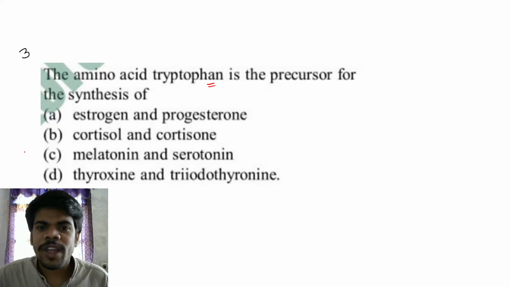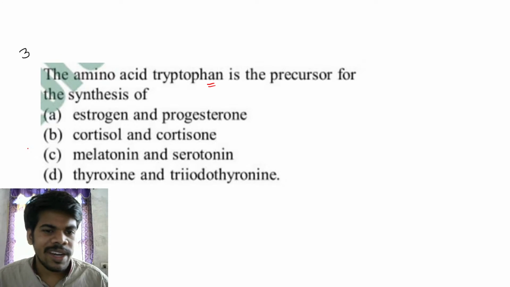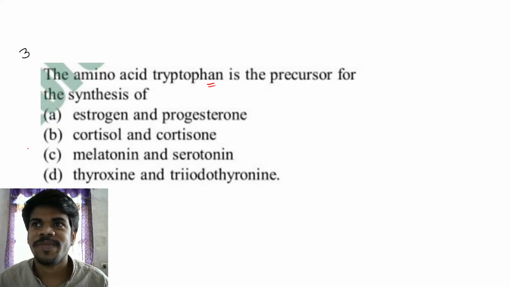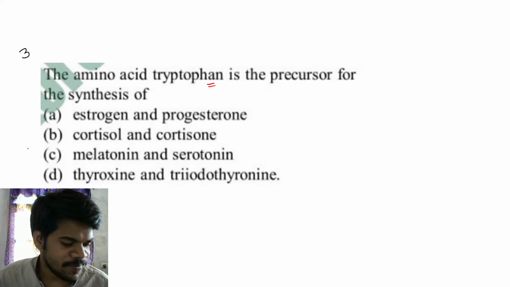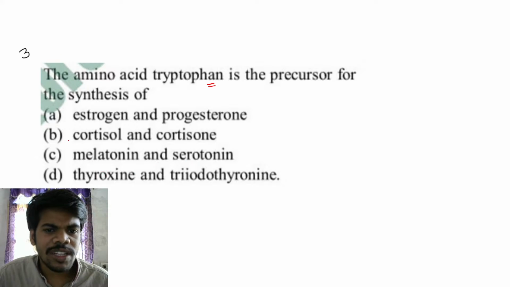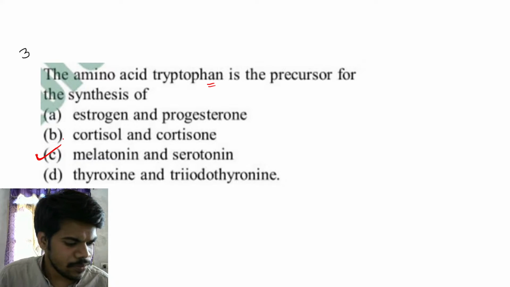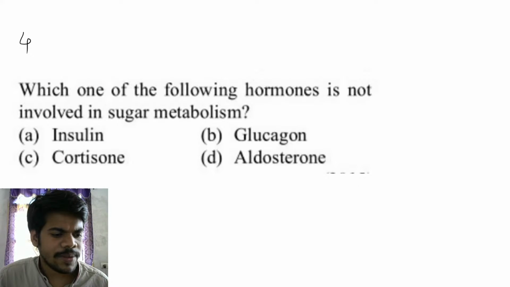The amino acid tryptophan is the precursor for the synthesis of which? Estrogen and progesterone, cortisol and cortisone, melatonin and serotonin, or thyroxine and triiodothyronine. Actually, it is not cortisol, it is melatonin and serotonin. Melatonin and serotonin is the right answer.